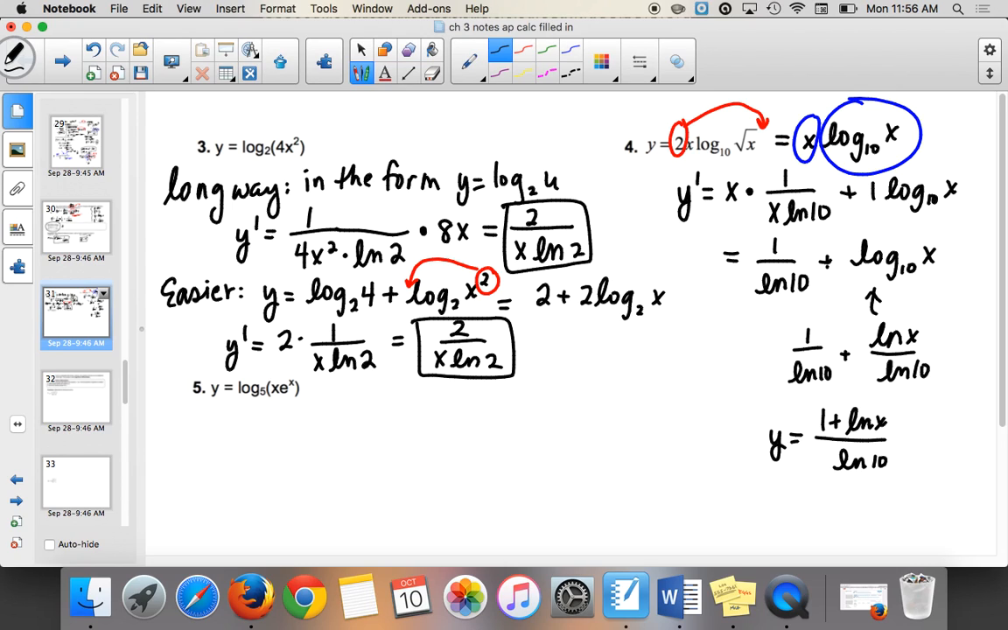All right, so the next one, let's go ahead and expand. So if we expand this, we're going to get y equals log base 5 of x plus log base 5 of e to the x. You could pull the x to the front if you want to and have log base 5 of e all times x. We'll leave it like this.